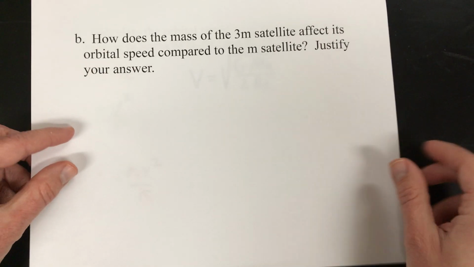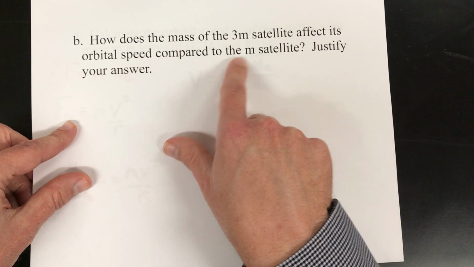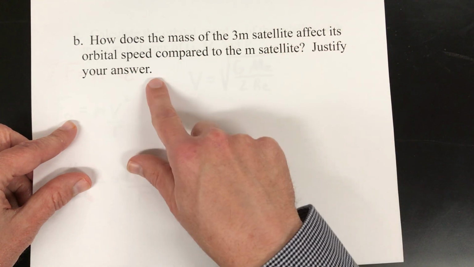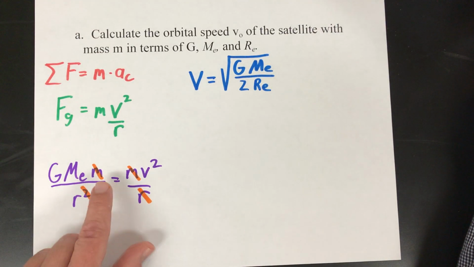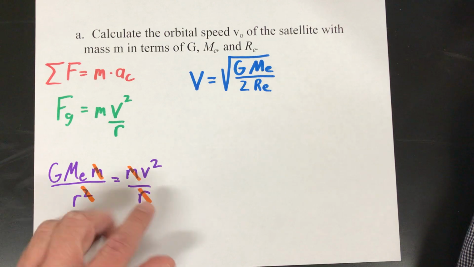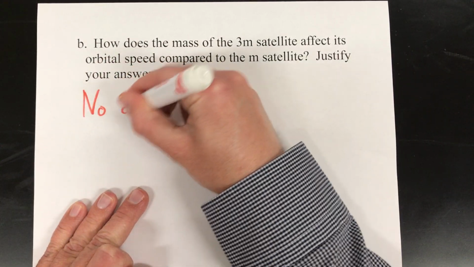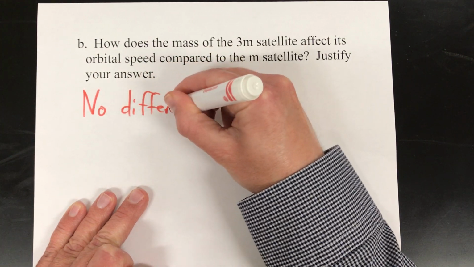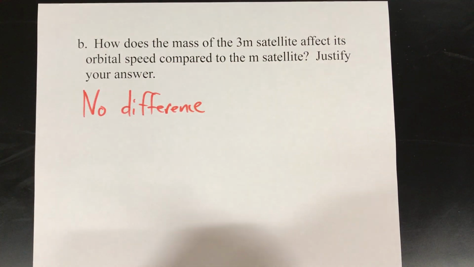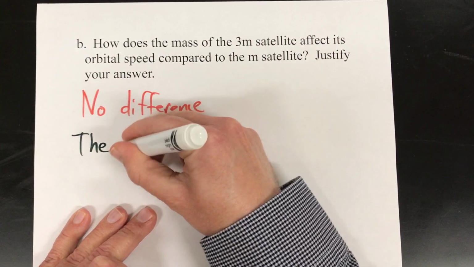So next part here, and I'm just going to keep this here for a second because I'm going to go right back to it. It says, how does the mass of the 3m satellite affect its orbital speed compared to the mass of the m satellite? Justify your answer. So let's look right here. Well, the mass canceled out. So it wouldn't matter if I called it m or 3m or whatever, the masses cancel out. So the way to answer this is no difference. And then when you justify your answer, you want to say something like, the masses cancel out of the equation.